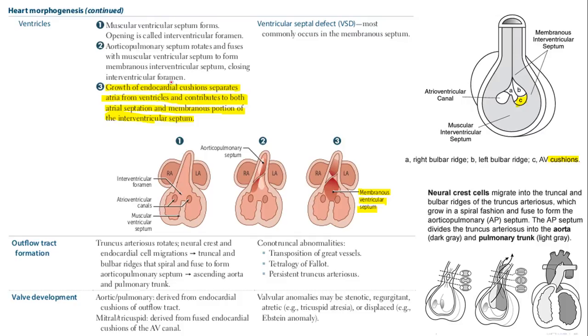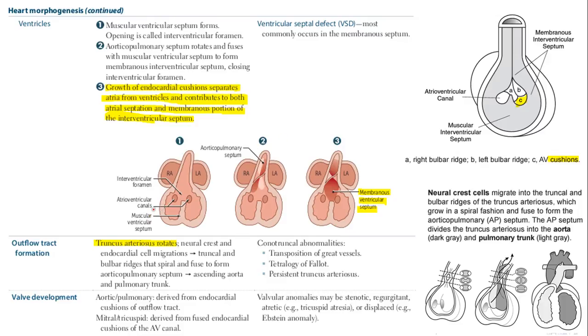Now, in the growth of the endocardial cushion, we're looking at the endocardial cushion. There's another diagram of it showing that cushion there. It separates the atria from the ventricles and contributes to both atrial septation and the membranous portion of the interventricular septum. So it helps to separate those things out. It's this guy here, the membranous interventricular septum.